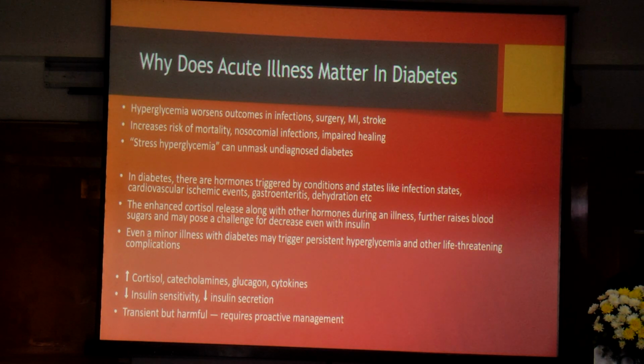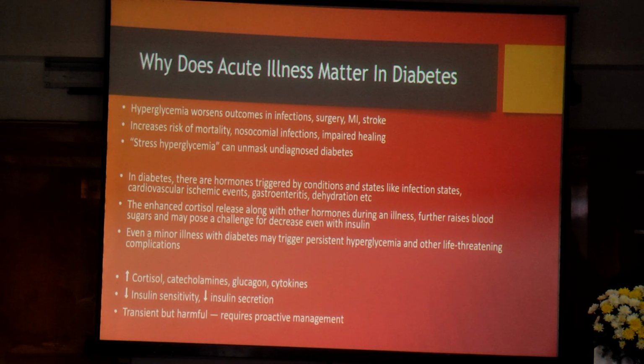And it definitely increases mortality, besides impacting healing, increasing hospitalization, increasing ICU stay, or increasing the length of hospitalization as well. Stress hyperglycemia can unmask undiagnosed diabetes, which is associated with an increase in the levels of cortisol, catecholamines, glucagon, and cytokines, and a reduction in insulin sensitivity and insulin secretion as well. It may be transient but harmful nevertheless and requires proactive management.